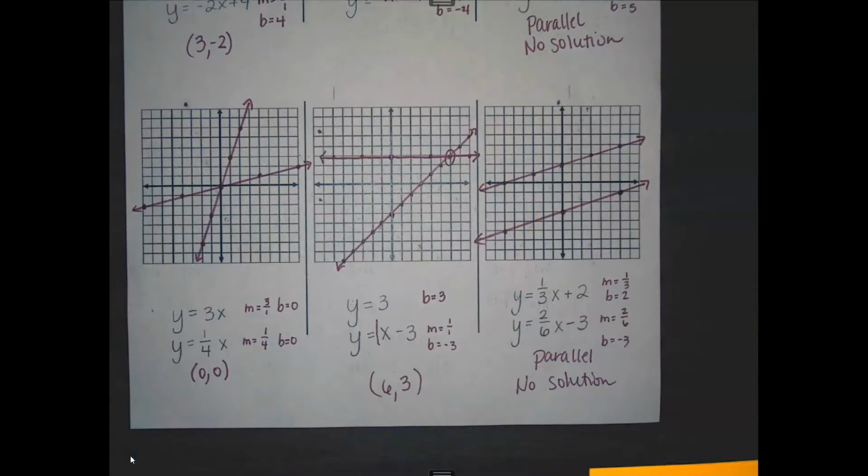Hopefully you tried it by yourself. There is our solution. They were parallel. We can see they have the same slope because when I simplify 2/6, it simplifies to 1/3.